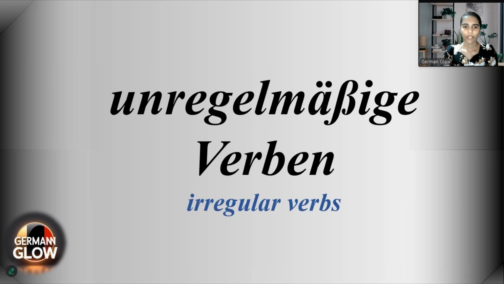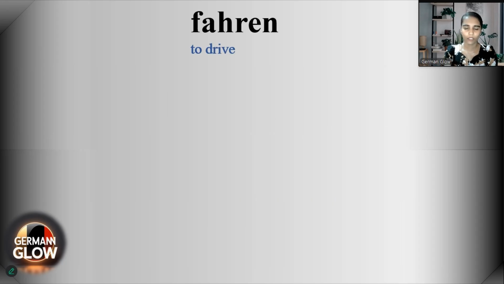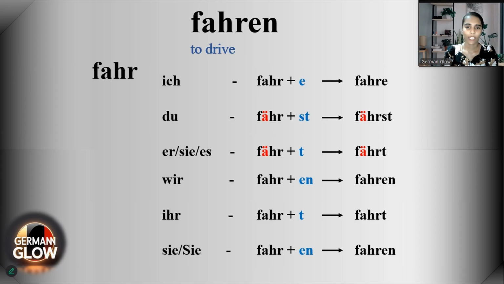Unregelmäßige Verben, irregular verbs. Now irregular verbs are a little different. The endings are similar, but the stem vowel changes in the du and er/sie/es forms. An example, fahren, to drive. The verb stem is fahr. Endung is en. Ich fahr plus e, fahre. But the du form is not fahr, the verb stem changes.